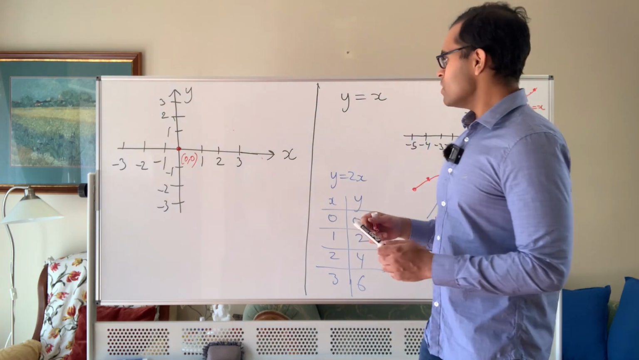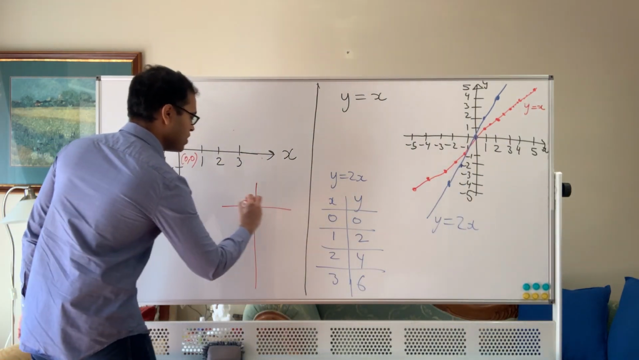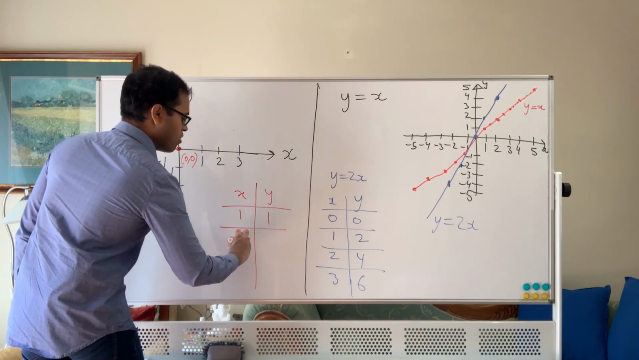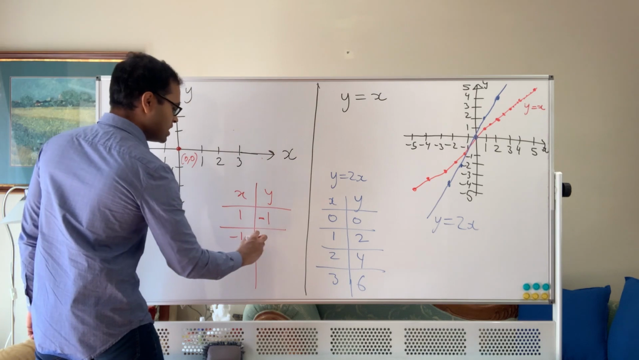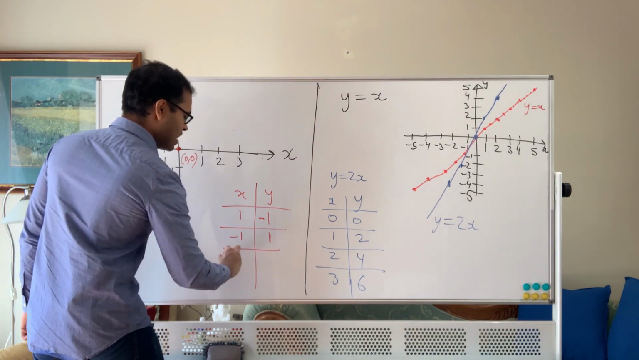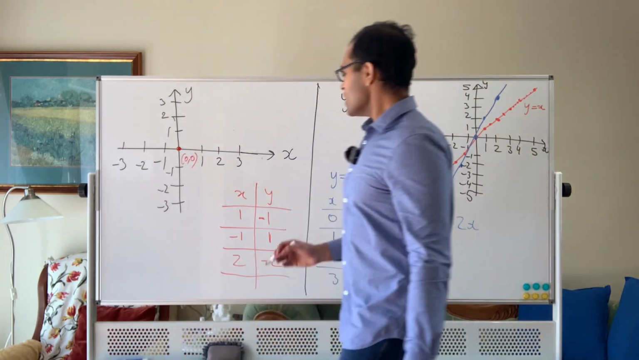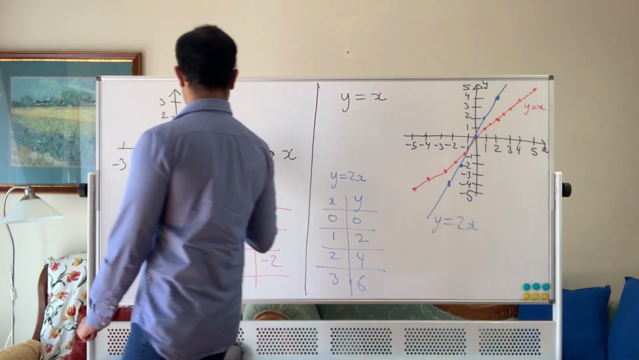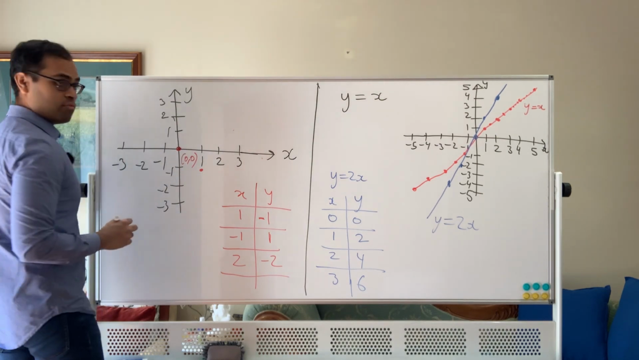So what we want to do is we just want to plot some points. We can again draw a table if you like, just to get the hang of it. When x is 1, y is negative 1. When x is negative 1, y is 1. When x is 2, y is negative 2, and so on. Okay, so we can kind of plot some points here. So when x is 1, y is negative 1, so we've got the point 1 comma negative 1 there.